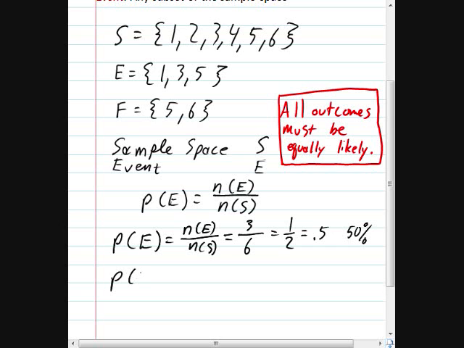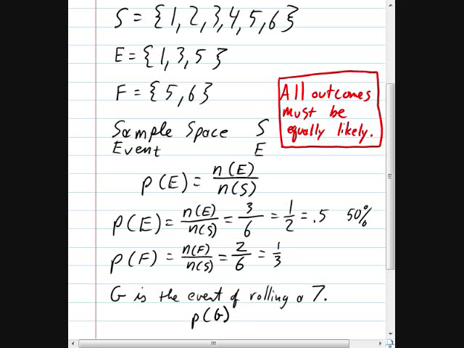The probability of the event F occurring, the event of rolling a 5 or a 6, can be found by counting up the number of ways that F occurs divided by the total number of possible outcomes. There are 2 outcomes in the set F out of the 6 possible outcomes, for a probability of 1/3.